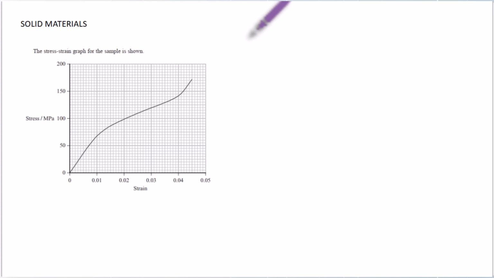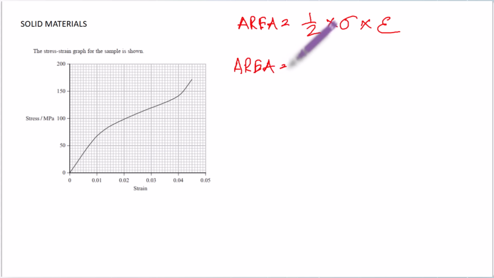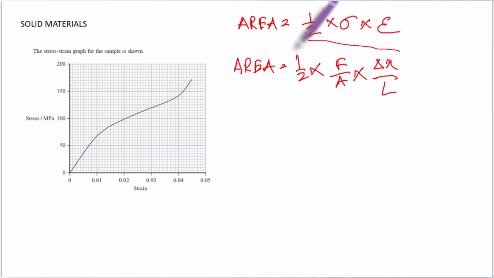Okay. So the area, if it's a straight line, should be the area of a triangle. Area of a triangle is half base into height, as in half into stress into strain. So area would be half, stress is force per unit area, strain is extension by original length. Now I want you all to separate this in your head. What is half Fx and what is AL?